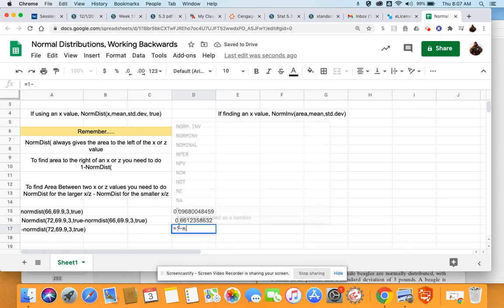Equals 1 minus normal distribution, 72 inches, mean of 69.9, standard deviation of 3, and the word true. And there we go. 24% chance that someone is greater than 72 inches in height. So those are how you would answer those 3 questions.